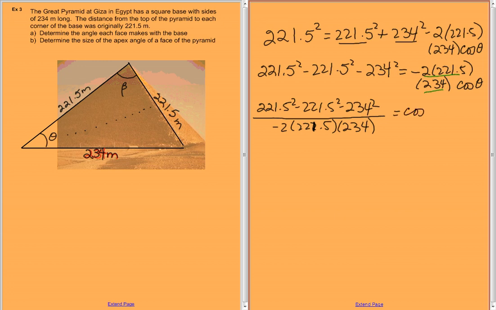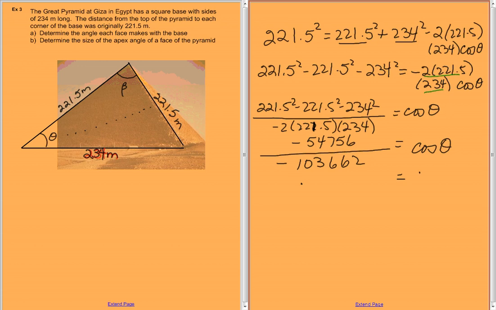I really believe it's worth writing out like this before you touch your calculator so that you make sure you have the things in the right order. So let's type it in our calculator. So 221.5 squared minus 221.5 squared is 0. Take away 234 squared is negative 54756. The bottom, negative 2 times 221.5 times 234 is negative 103,662. I'm going to get a positive decimal. Will my answer be acute or obtuse?